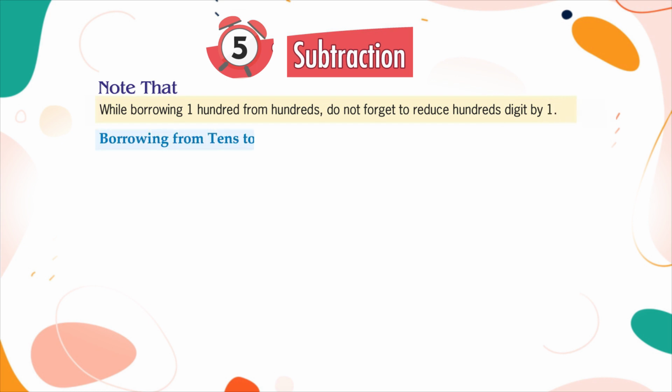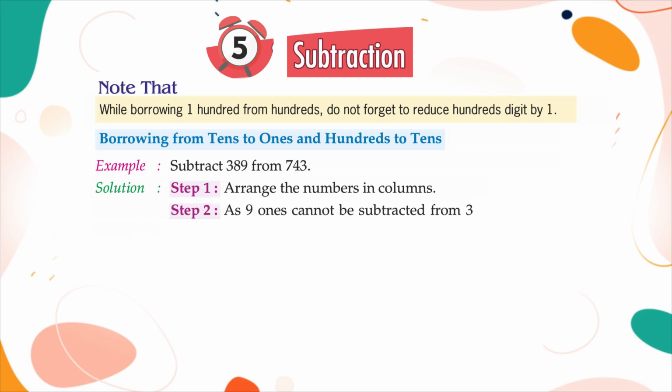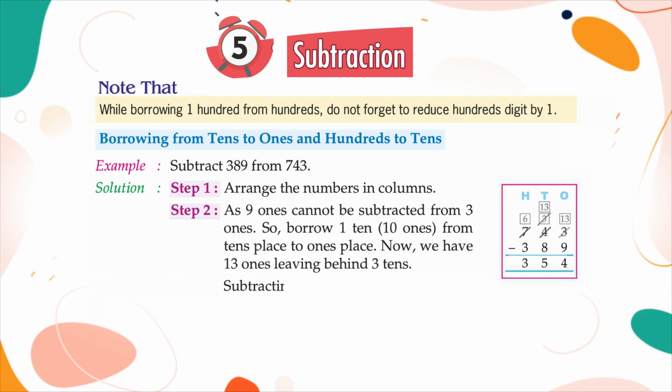Borrowing from tens to ones and hundreds to tens. Example, subtract 389 from 743. Solution. Step 1. Arrange the numbers in columns. Step 2. As 9 ones cannot be subtracted from 3 ones, so borrow 10 ones from tens place to ones place. Now we have 13 ones leaving behind 3 tens. Subtracting ones. 13 ones minus 9 ones is equal to 4 ones.